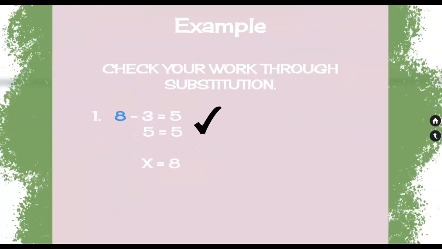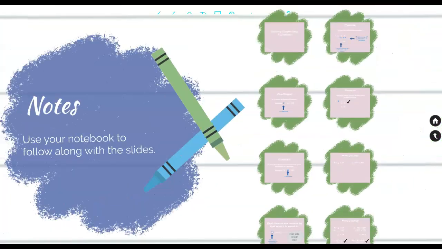And the next slide is just to make sure that we are checking our work. We're going to do this through substitution. So if we think that the solution is 8, we came up with the solution of 8, you are going to take that answer and plug it in for the variable. And if I actually plug in 8 and do 8 minus 3, I get 5. And because 5 equals 5, we know that we are correct.